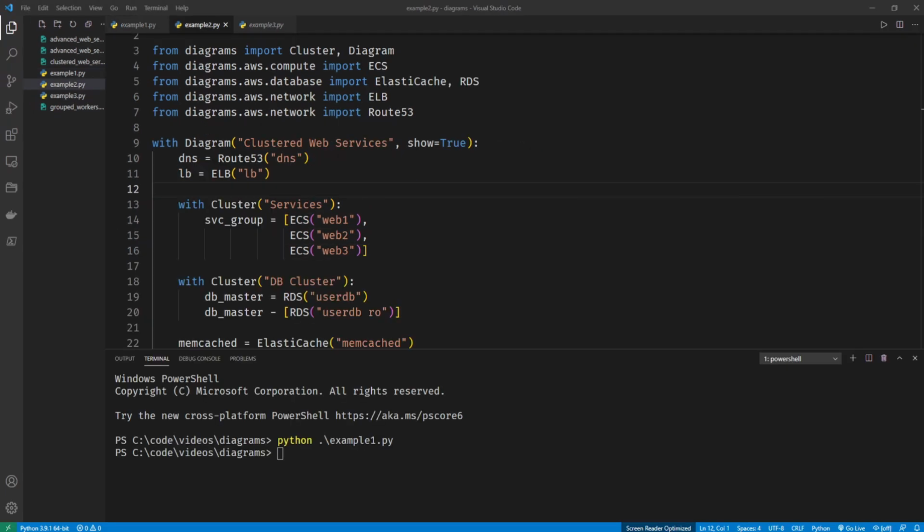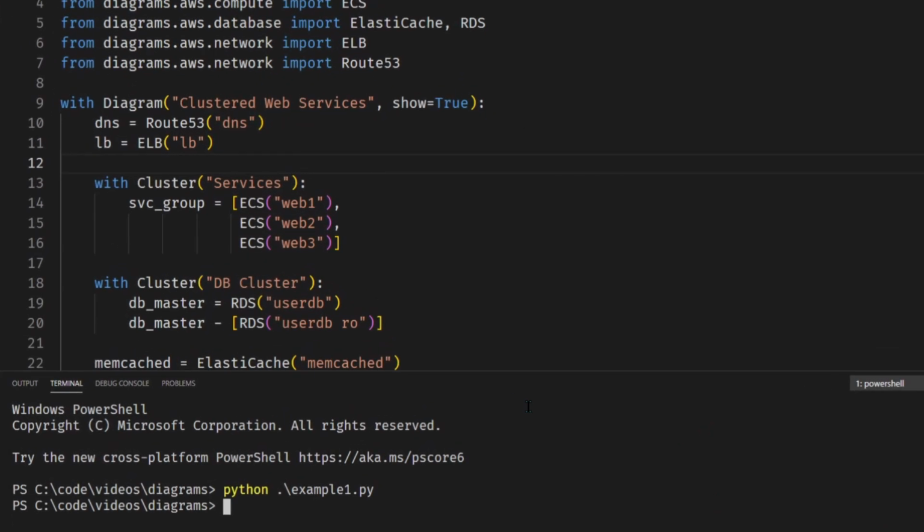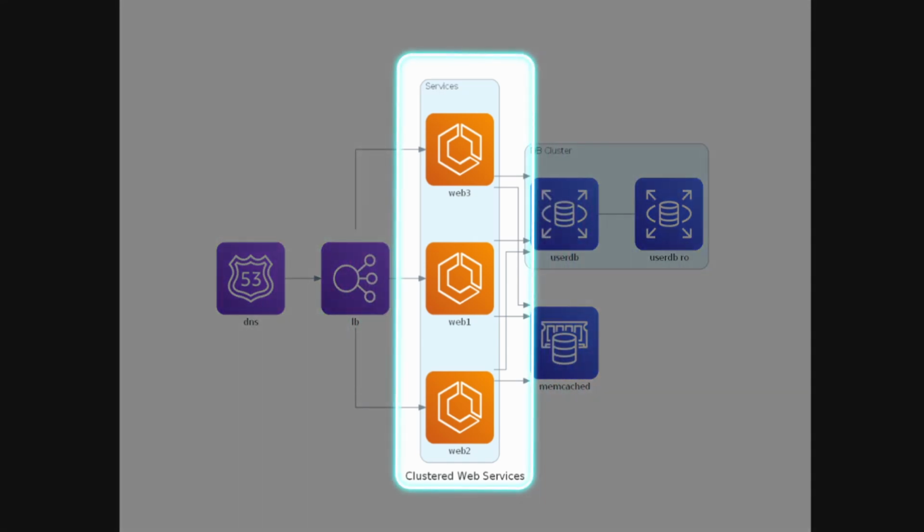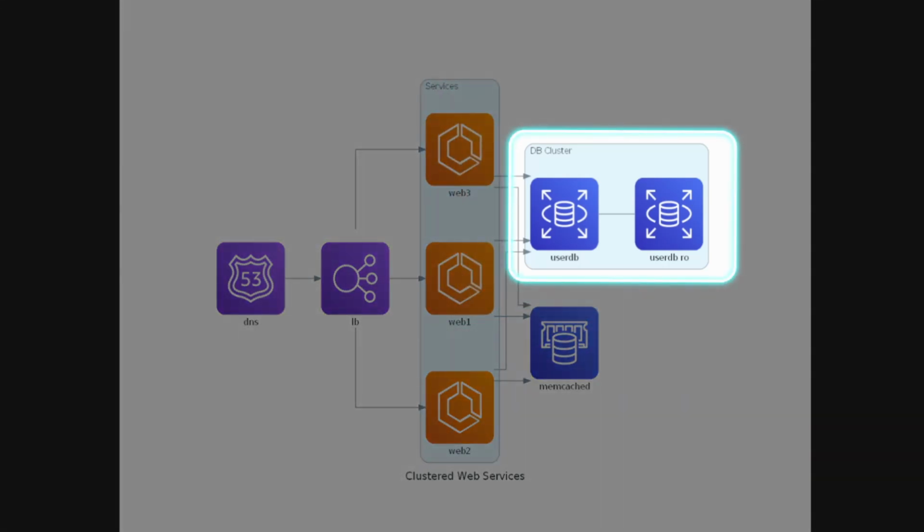So I'm in example 2.py, so let's go ahead and run it, and then we'll have a look at the code. So you can see this one is a little bit different, but still sort of the same. Objects are connecting to each other in a serial fashion, one after the other, but we have some additional things going on here. The first thing to note is we're grouping services in what we call a cluster. So these three web services are in a cluster, and they have this nice little highlighted background. And these ones are also in their own cluster.